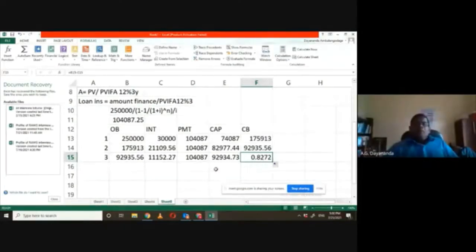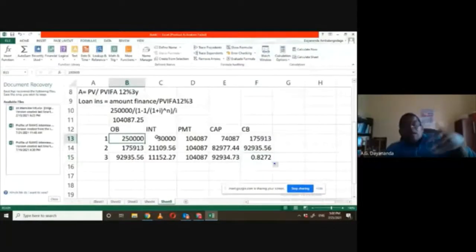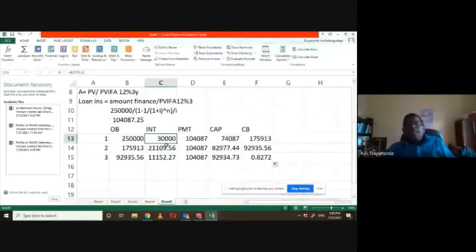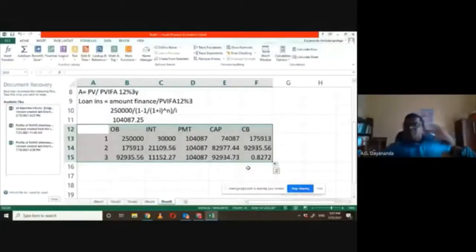Opening balance, you calculate the interest. Always you are applying the interest rate to the opening balance. That is 12%, 12%, 12%, 12%. I think it is better to write this down. Can you copy this so you can take a screenshot or whatever? That is a loan amortization schedule.